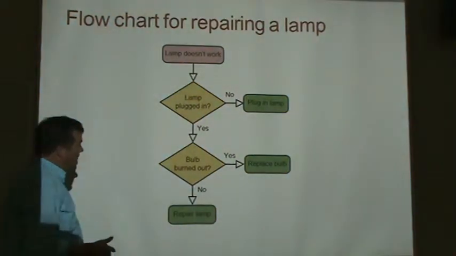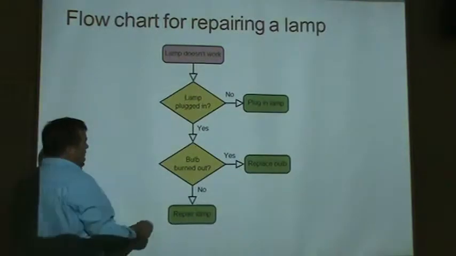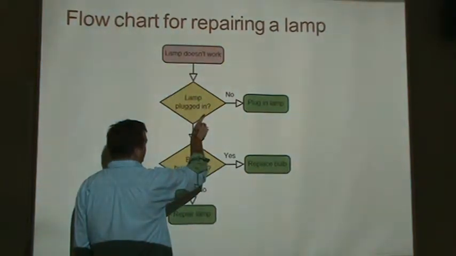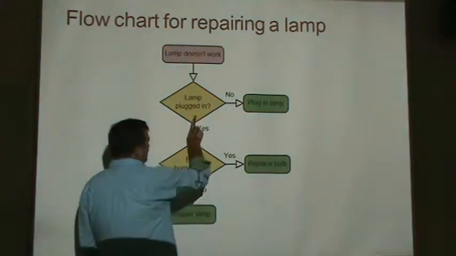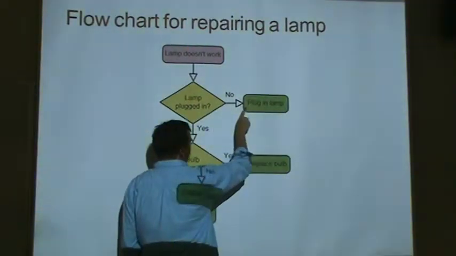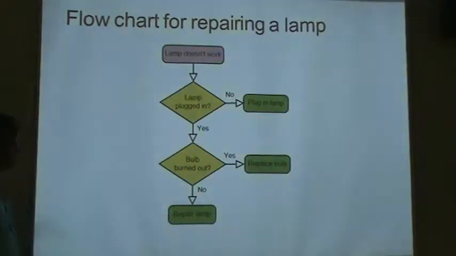A diamond usually means there's a question that has a yes or no answer to it. So we have a lamp that's broken, so what we're going to do is say, is the lamp plugged in? And it could either be an answer of yes or an answer of no. If the lamp is not plugged in, then our actions, these rectangular boxes, is where we perform steps. So we plug the lamp in, and hopefully that will fix the lamp.